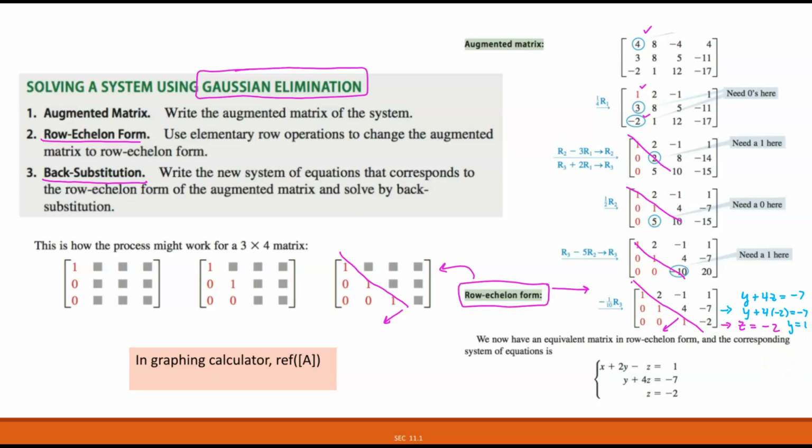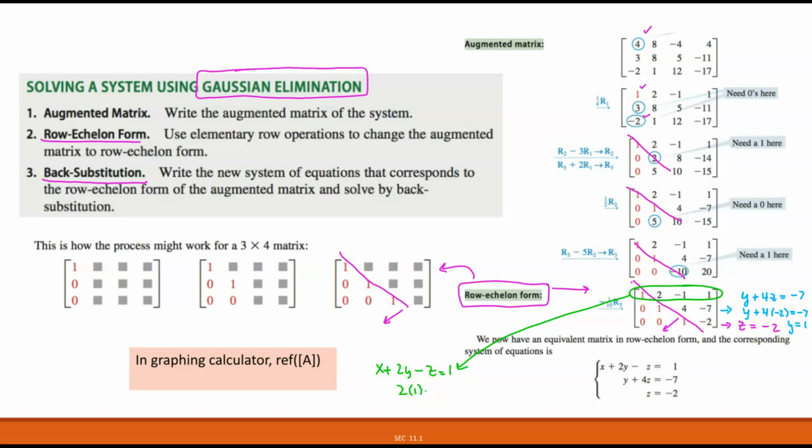Back substitution. Let's look at back substitution. Okay, so now I'm going to take this equation. I'll write it over here where we have more room. X plus 2y minus z equals 1. But what do we know? Y is 1, so we're going to plug in y is 1. What do we know?